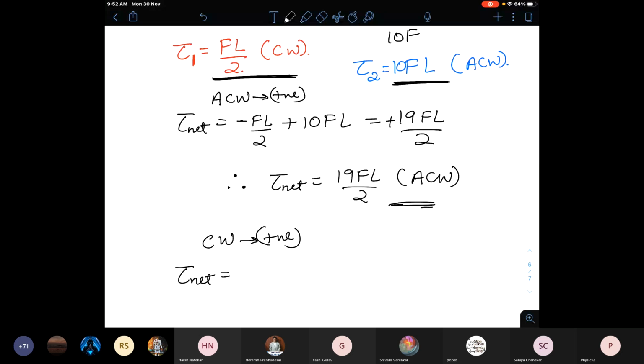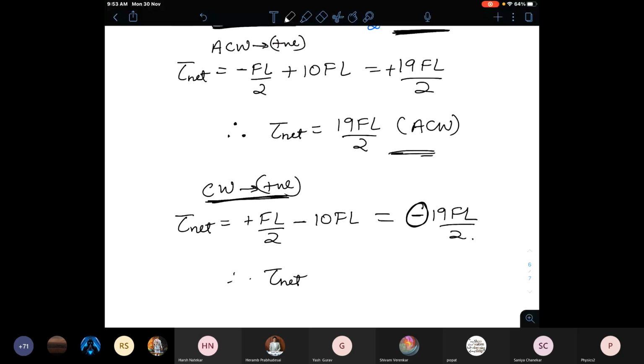Net torque can be written with clockwise direction as positive. So plus FL by 2, and anti-clockwise direction is negative, so minus 10 FL. If you solve this you will get minus 19 FL by 2. What is the minus sign representing? That your net torque is in the opposite direction to clockwise. So here also I will write the net torque as 19 FL by 2 in magnitude, and direction is anti-clockwise, that is opposite to clockwise direction because of the minus sign.